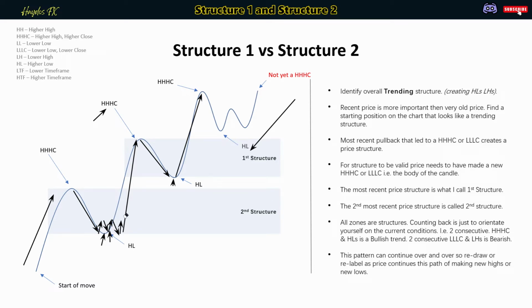All of these zones are going to be structures, and counting back, as in counting back from one to two, is really just to orientate yourself on what the current conditions are. As in, are we trending up, or are we not trending, or are we trending down? Okay. Now, what happens if price is making a higher low but actually failing to close higher?